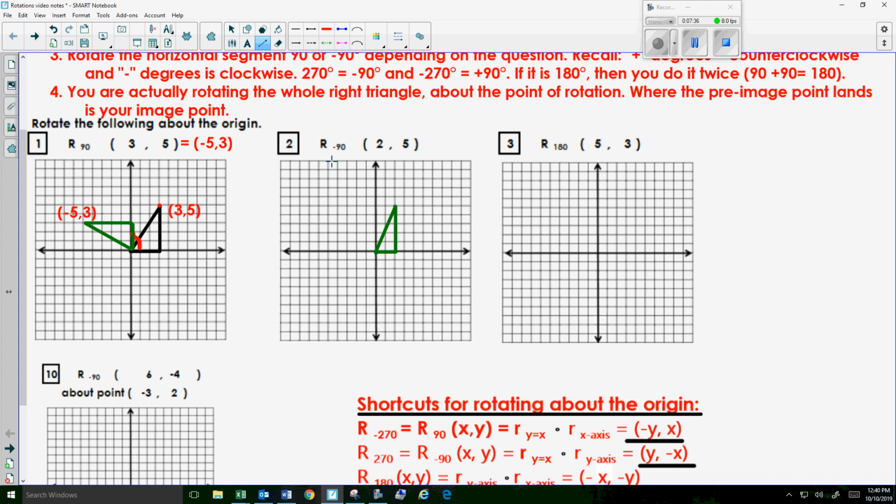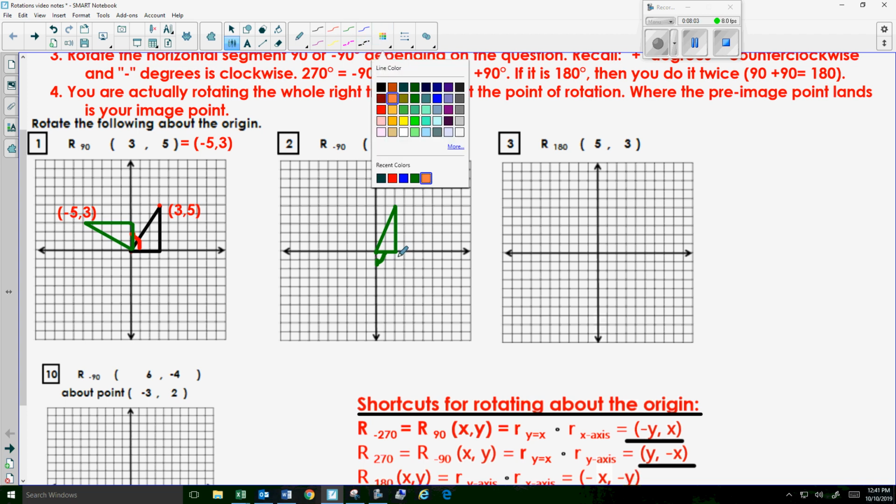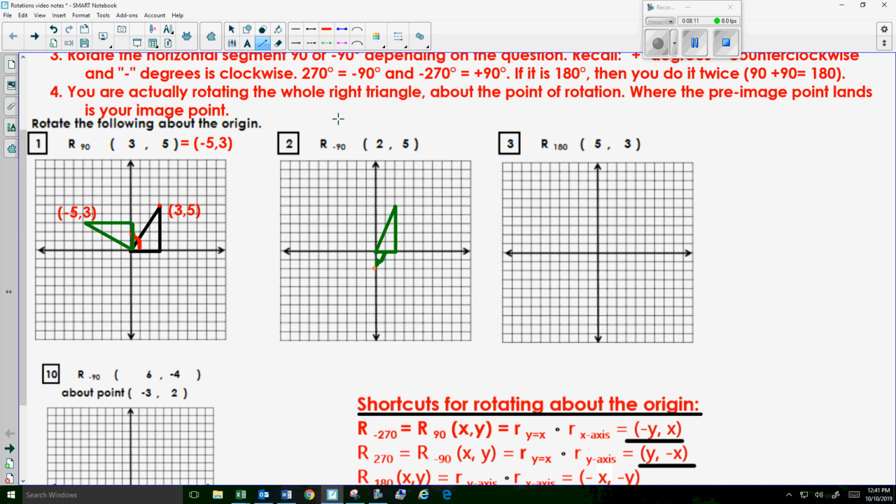Okay, now it's negative 90 degrees. Remember, negative degrees is clockwise. So now, again, we're taking that horizontal line segment. It's always going to be this horizontal line segment from this origin here that we're going to rotate 90 degrees. So this from here, 90 degrees puts it right there. So now it's going to become vertical right there. Okay, and let's go ahead and change the color. We'll go orange. Okay, so how far is this? 1, 2. So it's 1, 2 down here, right here. Okay, and then connect that orange.